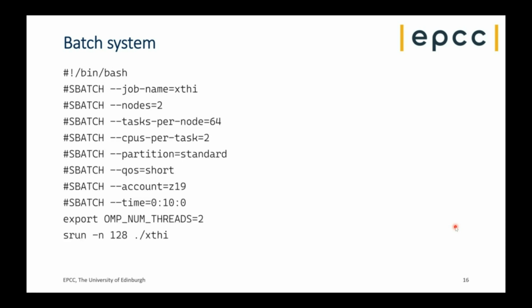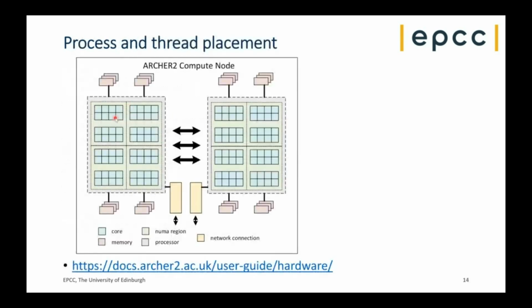Now I can get around that by specifying a bit more detail in my batch script here. So I said 2 nodes. Now I only want 64 tasks per node, and I want to do 2 CPUs per task. That means 2 CPUs per task gives me 2 of these blue blocks per worker, and then that automatically spreads me out so that my first 4 workers are here, my second 4 workers are here, my third 4 workers are here, rather than squishing them all onto the first 32 cores on the node.